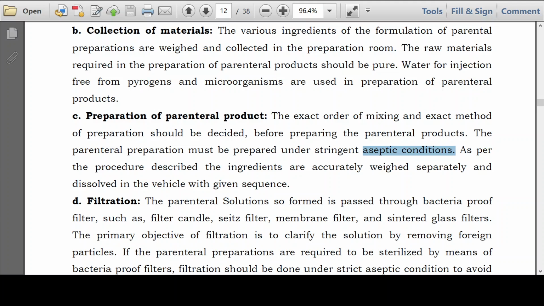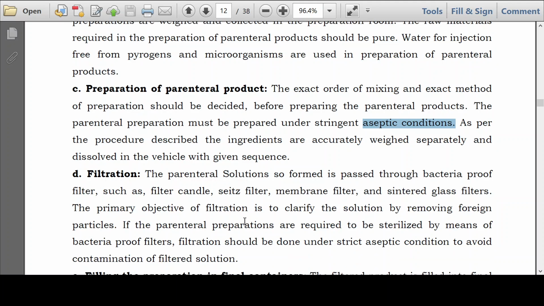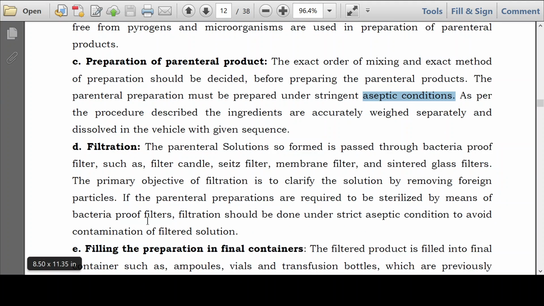Then the next step is the filtration. So filtration, the parenteral solution so formed is passed through the bacteria-proof filters such as filter candle, Seitz filter, membrane filter, and sintered glass filters. So these filters are capable of filtering bacteria also. So any kind of bacterial contamination can be removed with the help of membrane filter or other types of filters. The primary objective of filtration is to clarify the solution by removing foreign particles. So filtration is basically carried out for the removing of foreign particles.